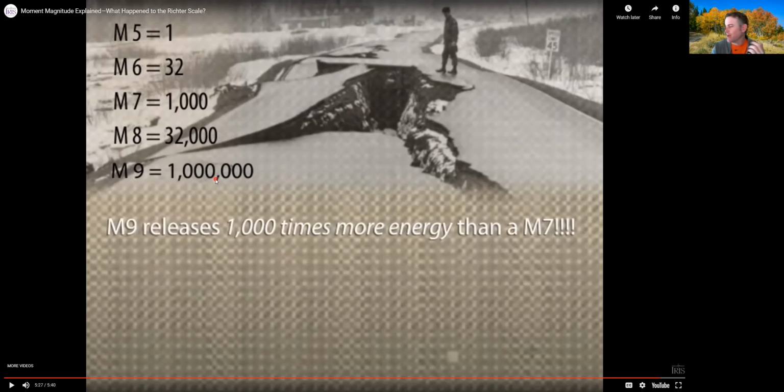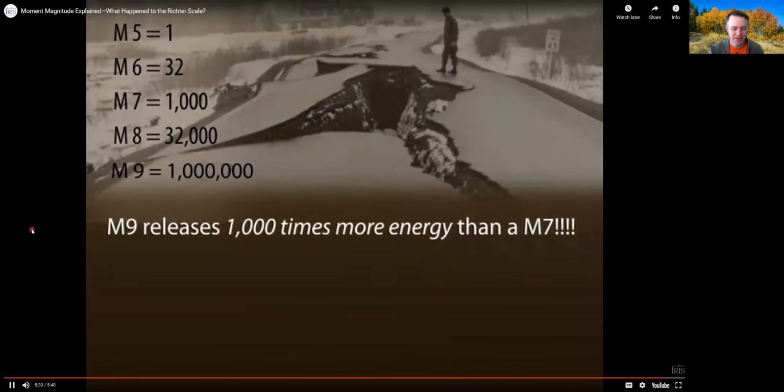And so when you think about that in the Earth's history, 1 magnitude 9 is basically more earthquake energy released at once than, usually, 5, 6, 7, 8 years' worth of time of all of the earthquakes on the Earth combined. That's how massive and major they are. Magnitude 9 releases 1,000 times more energy than a magnitude 7 earthquake.